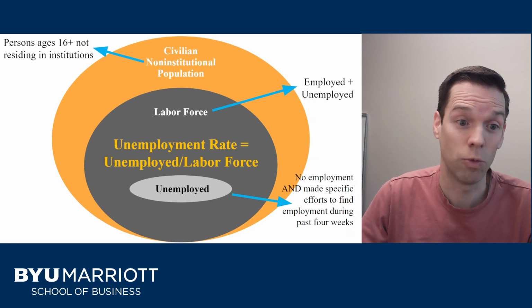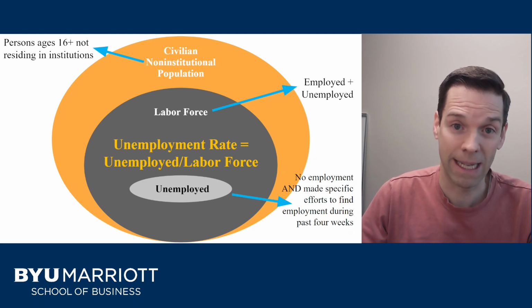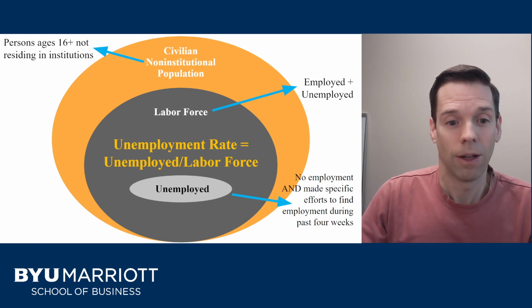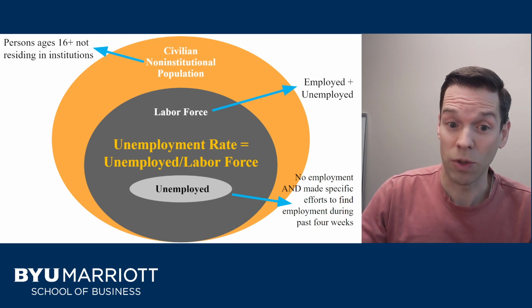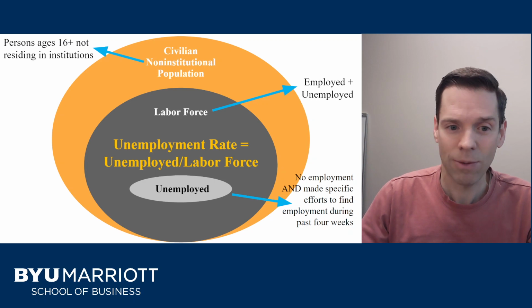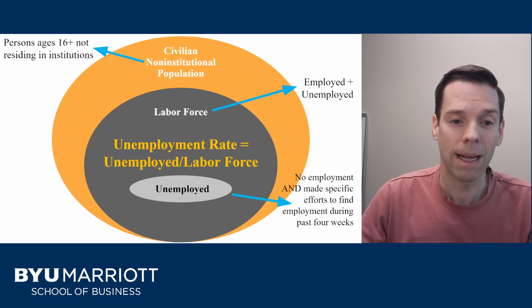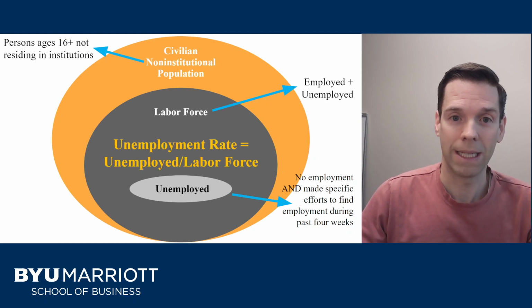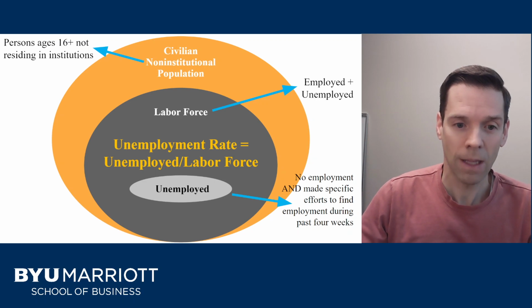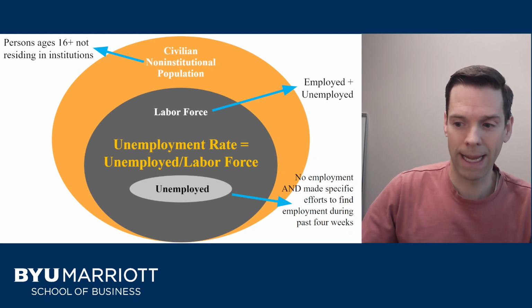That's an individual who really would like to be working right now and has just dropped out because it seems impossible. We should be aware that these individuals are not in our unemployment rate, and as a result, our unemployment rate might look too low relative to the truth. All right, with that in mind, let's go ahead and look at the data.